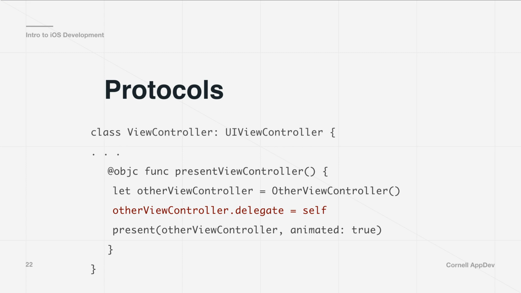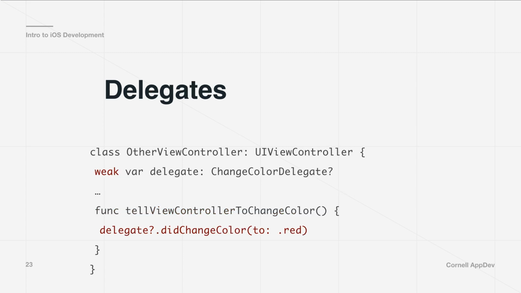Yeah. Saying the present view controller is assigning itself as the delegate for the other one. Exactly. So in our other view controller, now we have this delegate property, right? So delegate is pretty much the thing that we want to do something when an action happens, when we want to make a change in our app.